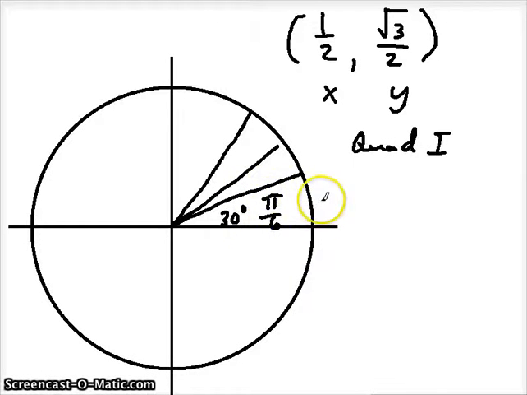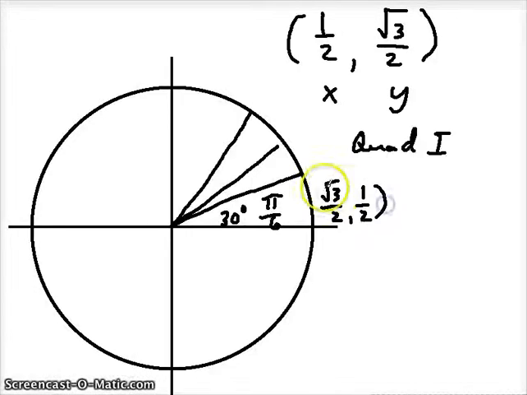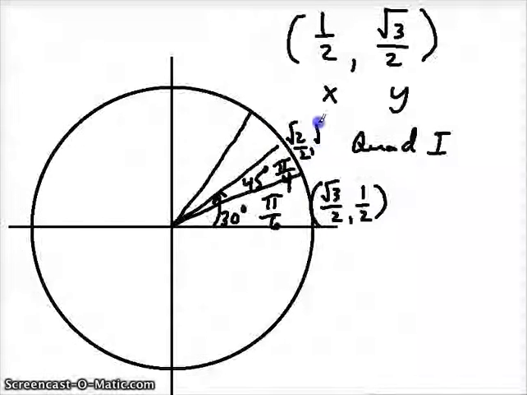And for that angle, we have the coordinate pair square root of 3 over 2 and 1/2. So that's not the angle. If we move up to here, that's 45 degrees, or pi over 4. And that is the square root of 2 over 2 and square root of 2 over 2. So it's not that one either.